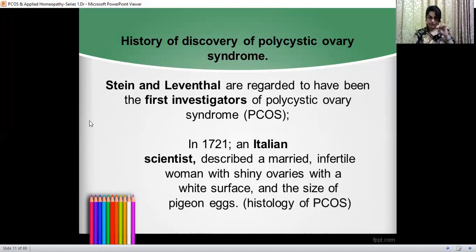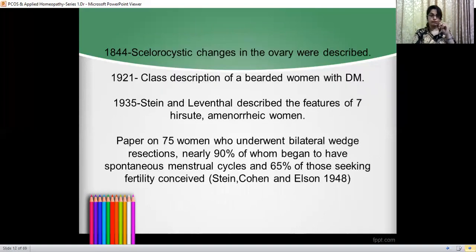In 1721, an Italian scientist described a married, infertile woman with shiny ovaries with a white surface and the size of pigeon eggs. So, in Italy in 1721, a married woman who was infertile had shiny ovaries, which had a white surface. In 1844, sclerocystic changes in the ovary were described.